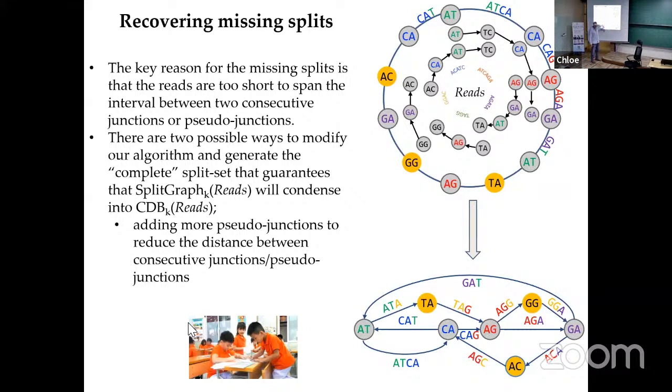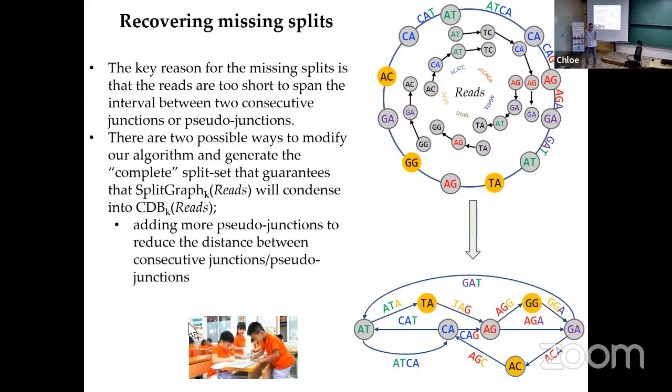We already figured out what is the junction, but we are adding pseudo junctions simply to give reads a chance to cover the distance between every two. Originally these distances were long, now they're short, so reads cover consecutive pseudo junctions. So this is one possibility, and we tried it, but the number of added pseudo junctions turned out to be too large, making it difficult.